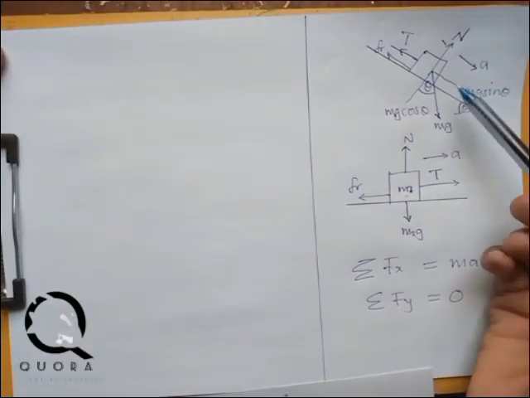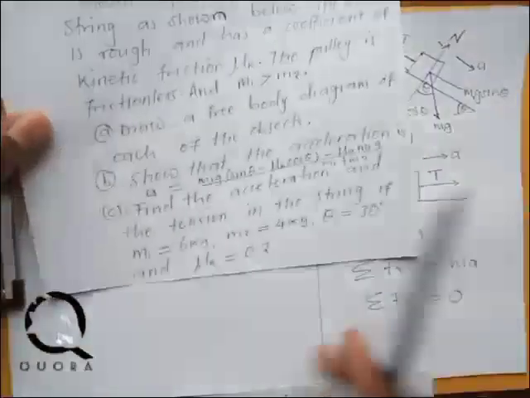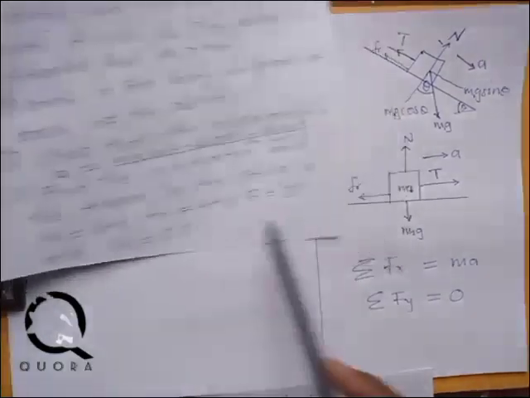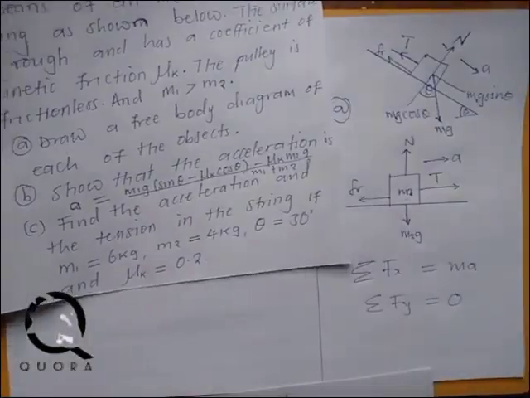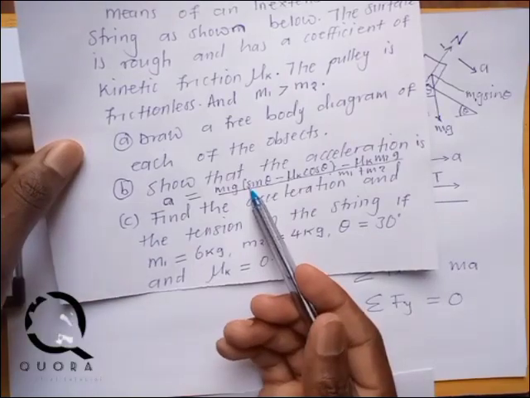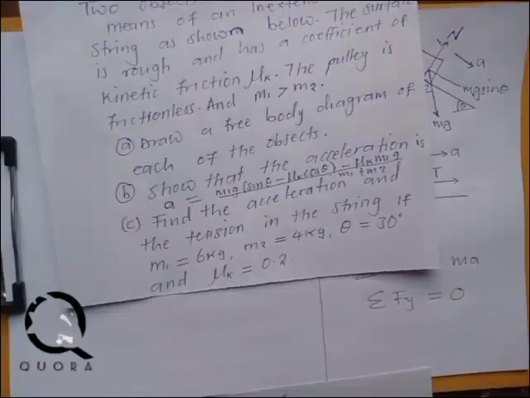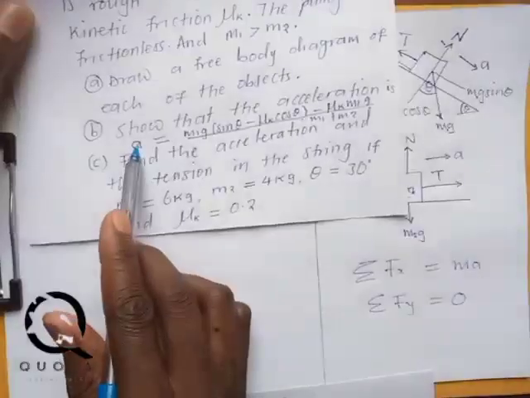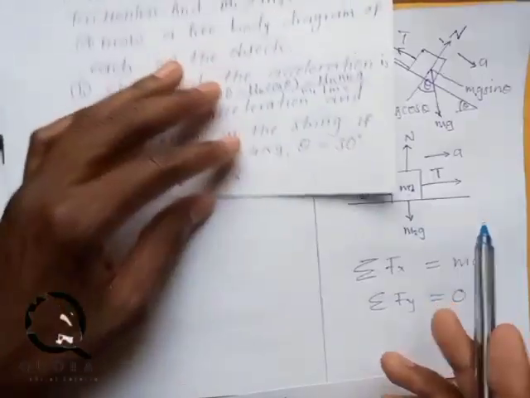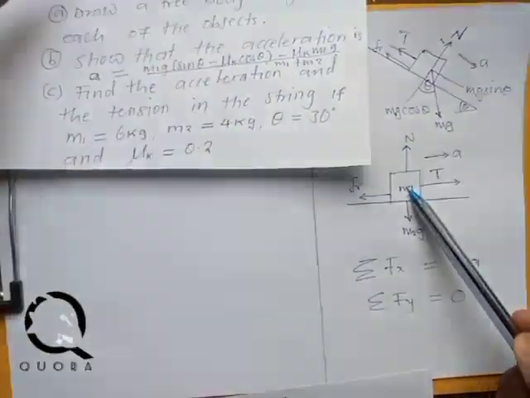Now, trying to focus on this one, remember the question is asking us to first do this one, which is our question A. We are done with the free body diagrams. We come to this one now where we are trying to show that acceleration is given by this. All right, so for us to show that acceleration is equal to that, we are going to do this with the help of two different things. I'll start with this one.